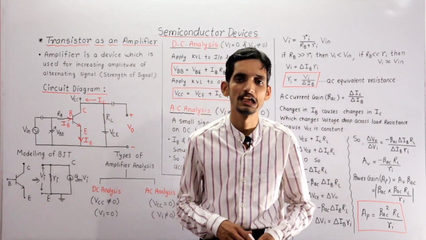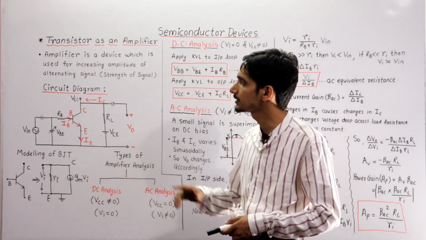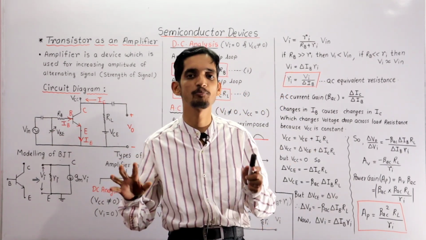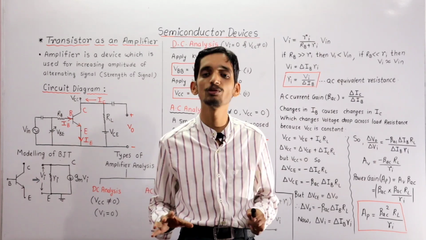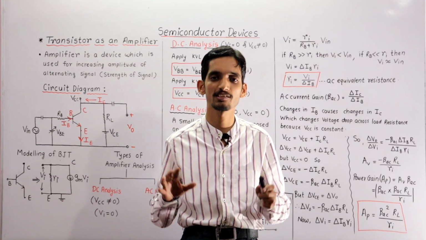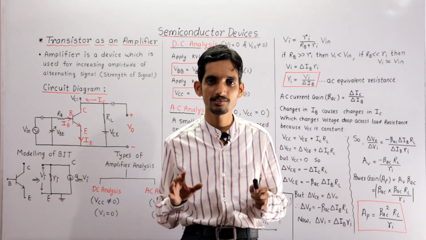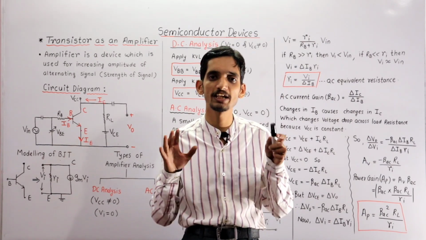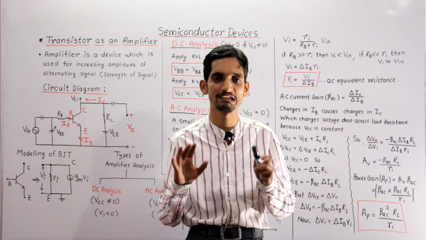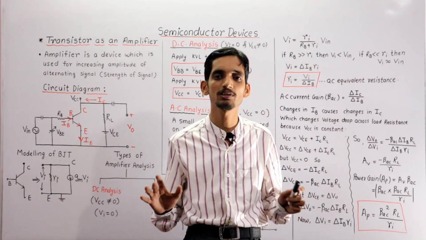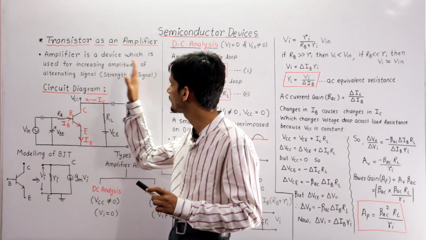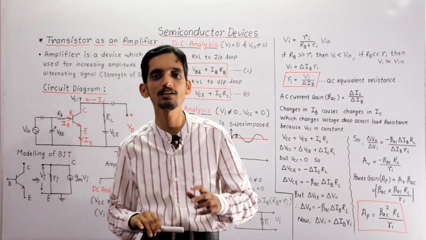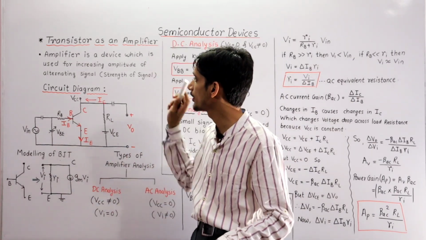Hello friends, in this lecture we are going to discuss transistor as an amplifier. Before discussing the application of transistor as an amplifier, let us understand something about amplifier. Amplification is a process of increasing the strength of a signal, or an amplifier is a device which is used for increasing the amplitude of the alternating signal.